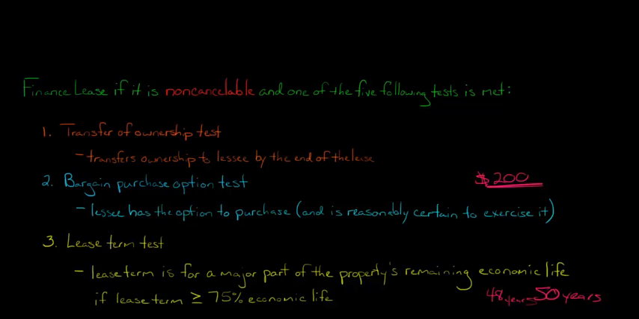So the question is, how do we determine what is a major part of the asset's remaining economic life? We look at whether the lease term is generally equal to or greater than 75% of the remaining economic life. If it was 100 years that is supposed to be the remaining economic life, then it would be 75 years or more. If it was a 75-year lease term, we would say this is going to be a finance lease. But that's just a general rule.